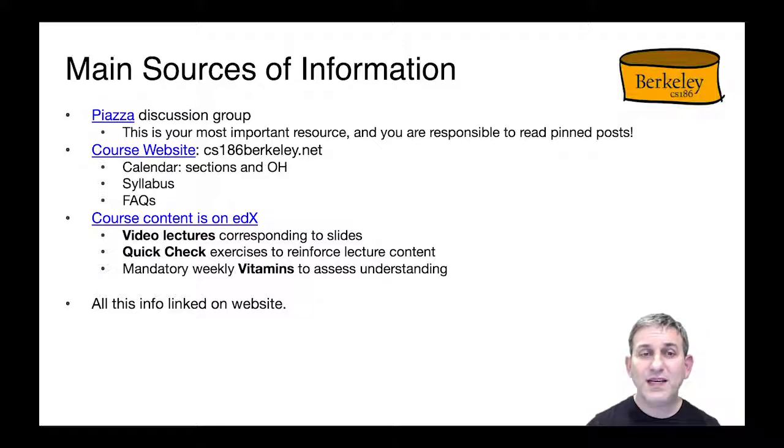There is a course website, cs186berkeley.net, and it has basic information like the calendar, which has sections and office hours, the syllabus for the class, and a variety of frequently asked questions. The course website is mostly static content. We don't expect to update it a lot. Dynamic announcements will show up on Piazza. And then if you're watching this video, you probably know the course content is on edX. That's the video lectures corresponding to the slides, the quick check exercises, and the mandatory weekly vitamins. That's something you have to do to assess understanding. All this info should be linked on the website.